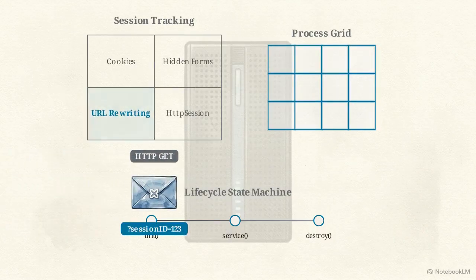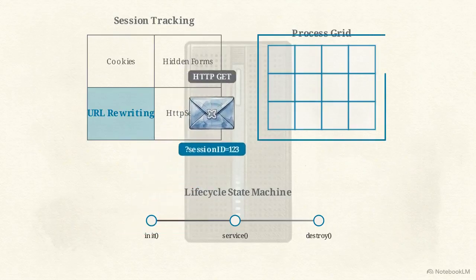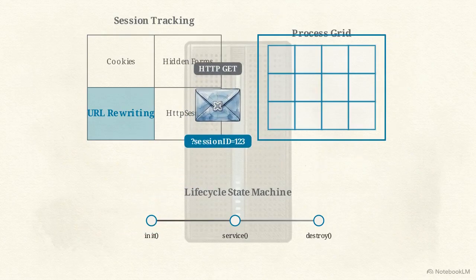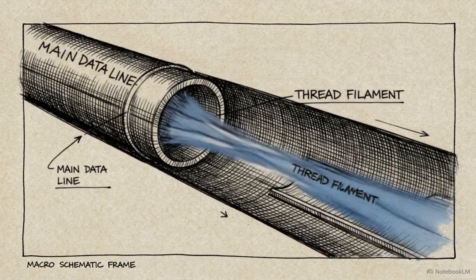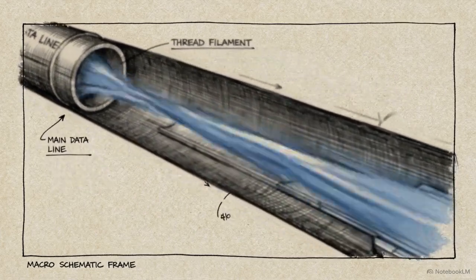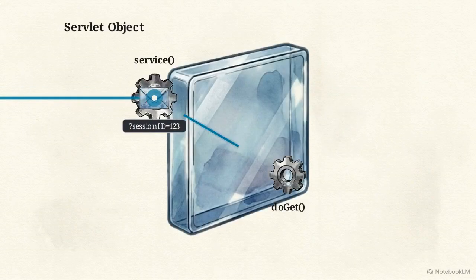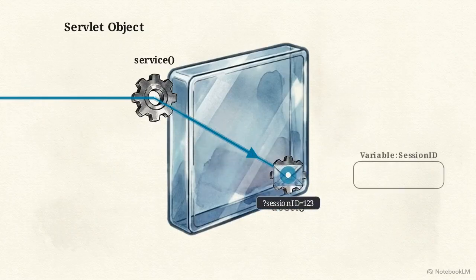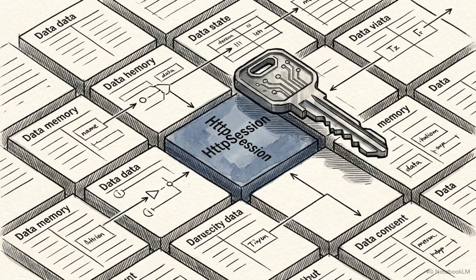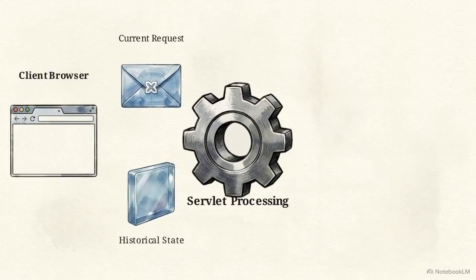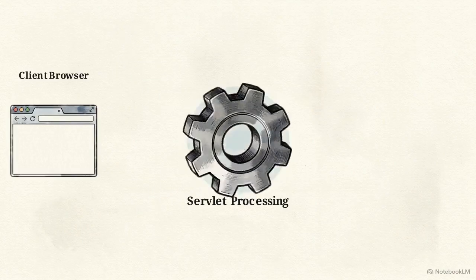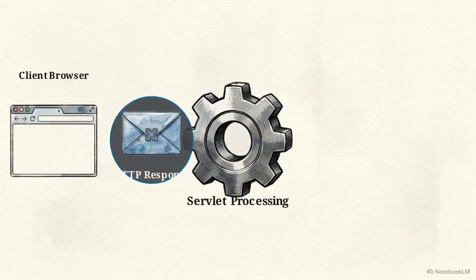It begins when an HTTP GET request, carrying a URL rewritten token, hits the server. The container accepts the request and immediately allocates it to an active, lightweight thread within the existing process space. That thread passes the data to the service method, which routes it directly to doGet. The method then programmatically extracts the appended session token. The token maps directly to an existing HTTP session object, providing the servlet instance with the specific attributes stored from previous requests. Armed with both the incoming parameters and the historical state, the servlet generates a dynamically customized response and writes it back to the client.